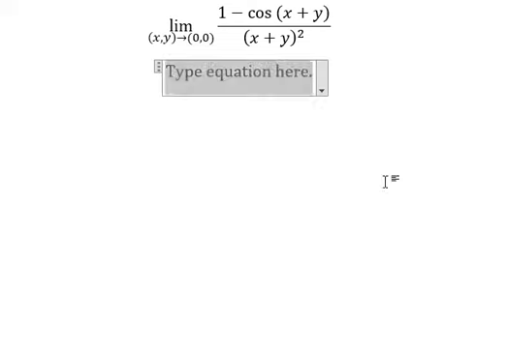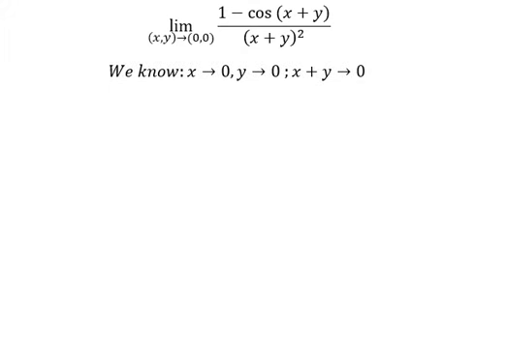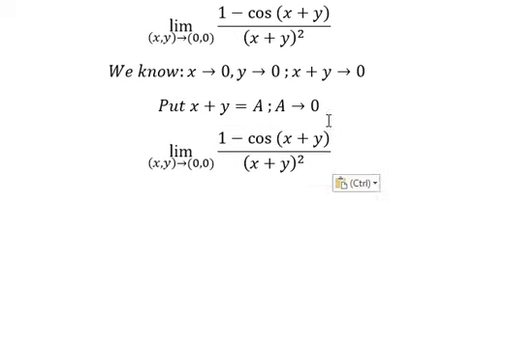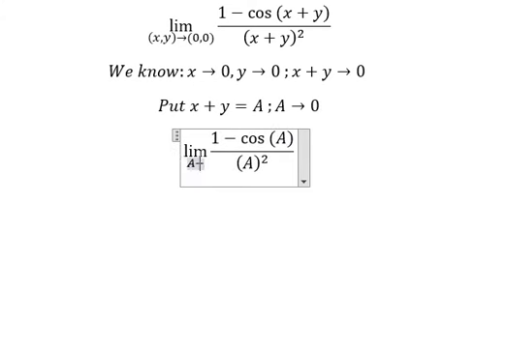We know that x approaches number 0, y approaches number 0. So that means x plus y will approach number 0. So I will put x plus y equals capital A, and we also know that A will approach number 0. So we change this one into capital A, and this one we will put capital A approaches number 0.